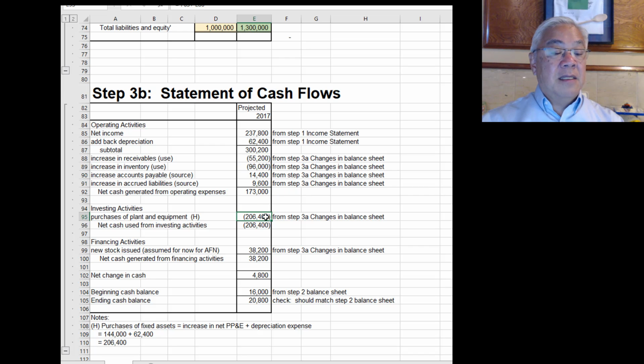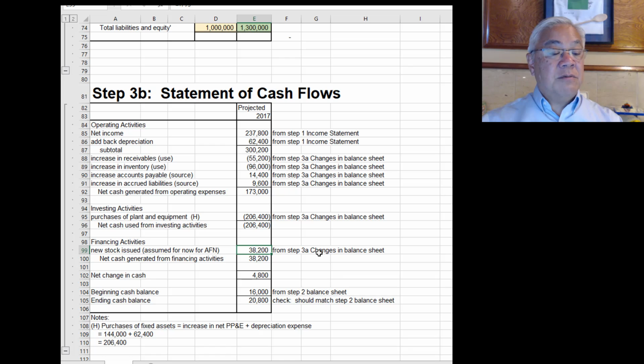Investing activity, the purchase of equipment. This is from step 3A. But notice that here we have to do something a little bit different. We have to add our increase in net PP&E, which is 144, plus the depreciation expense of 64, which was a reduction in the asset account. So the total gross amount of purchases is 206. So that's how we get to 206. The gross change of PP&E was the net change plus the depreciation.